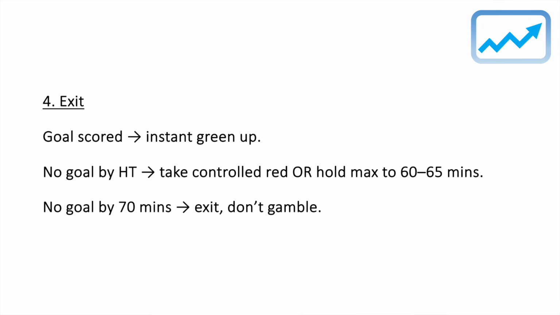Exit. Don't gamble. There's nothing worse than sitting there for the last 10 minutes of a game just wishing that one team would score. We've all done it in cup finals, backing our team or watching England. And it's 50-50. That's not trading. That is simply gambling.